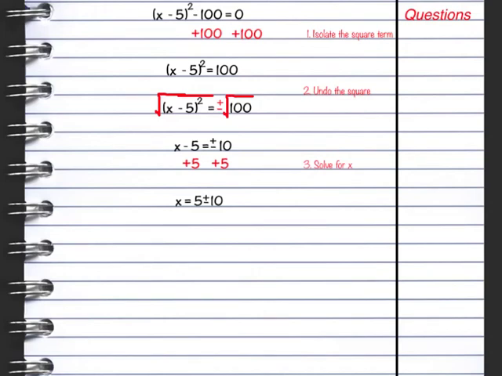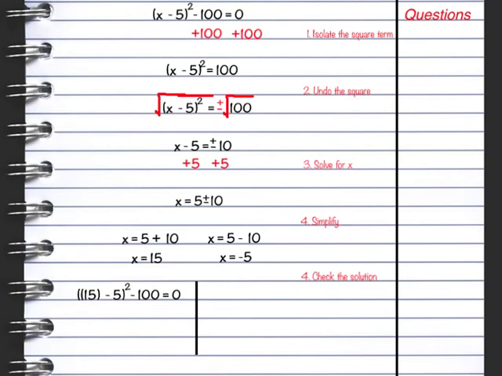And I can go ahead and simplify that into 5 plus 10 and 5 minus 10. So the 5 plus 10 is going to give me x equals 15. And the 5 minus 10 will give me x equals negative 5. So I have my roots. I can go ahead and plug them in to check for accuracy. So I'm going to start with 15, plug it into the parentheses, and simplify. And I get 0 equals 0, which does prove true.